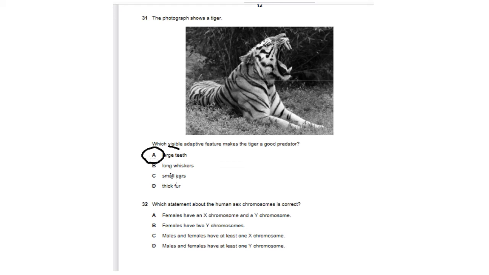In 32 they ask, which statement about the human sex chromosomes is correct? They say females have 2 Y chromosomes. No, only males have Y chromosomes, so B is off. Females have an X and a Y. No, that's males who have that, so A is also off. Males and females have at least 1 Y chromosome. Well, females don't, so the only possible answer is that both males and females have at least 1 X chromosome. That is also entirely correct.